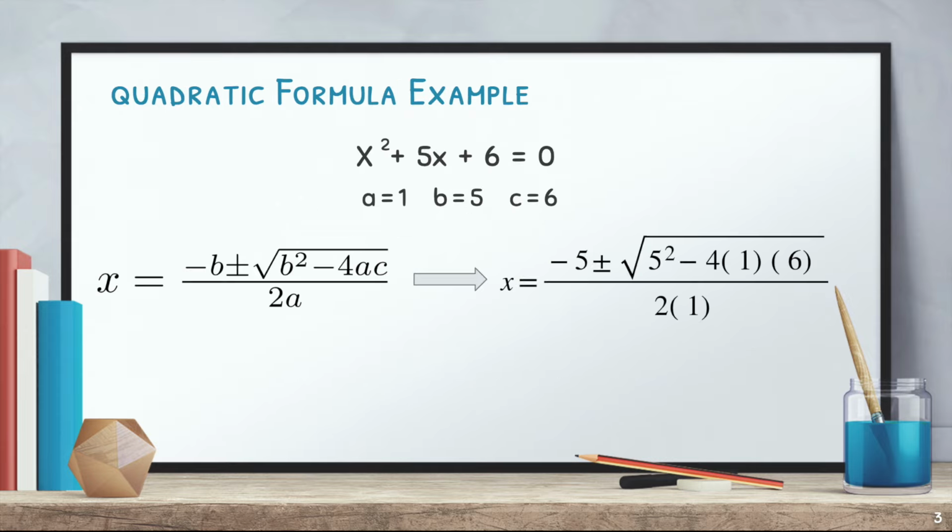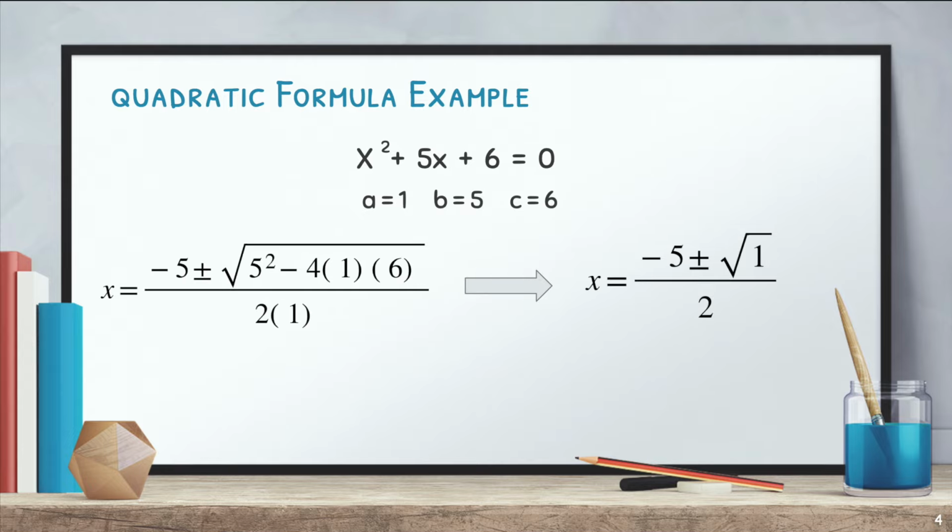To plug those terms into the quadratic formula, just use the values we found for a, b, and c in the formula. So for our equation, a is 1, b is 5, and c is 6. Now, plug those values into the formula and solve to find the values of x. For the equation x squared plus 5x plus 6 equals 0, we know that a equals 1, b equals 5, and c equals 6. Now let's focus on the part under the square root, b squared minus 4ac.